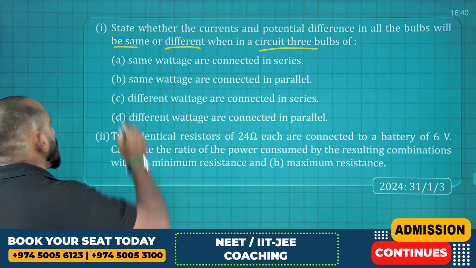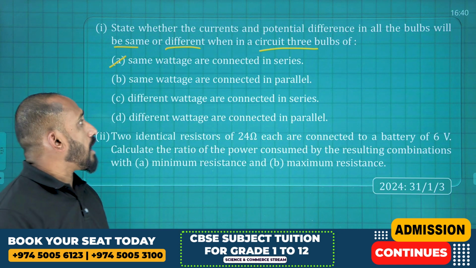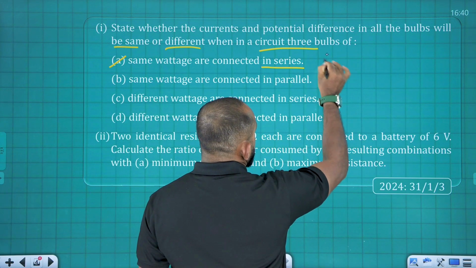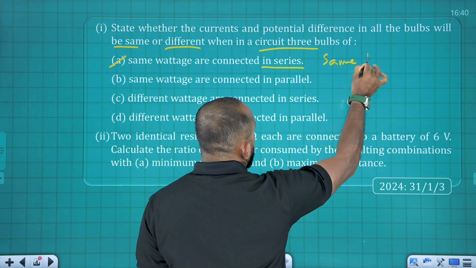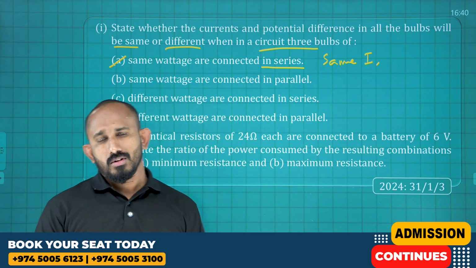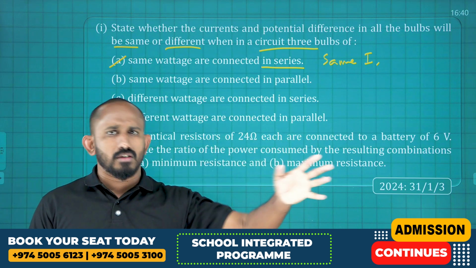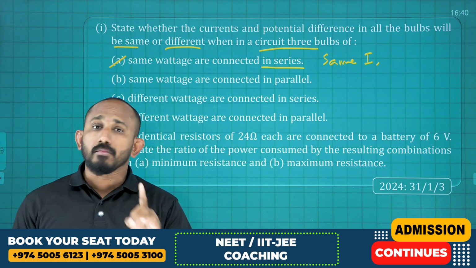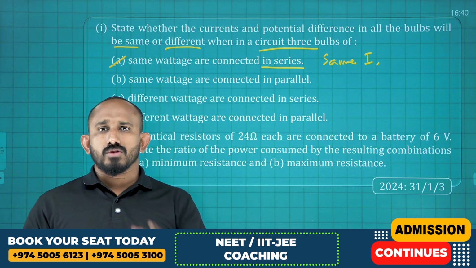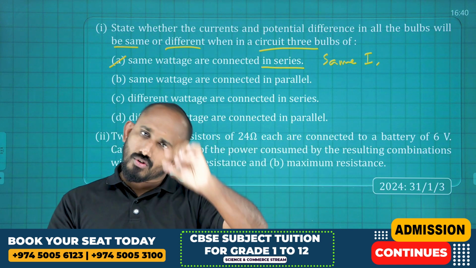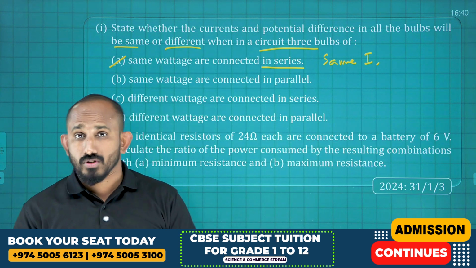First part, bulbs of the same wattage are connected in series. So the same current will be there. Current will be the same, no doubt at all. Whatever the resistance, whatever the power, nothing else matters. If in series, then the same current has to pass through it, because after passing through one device, there is only one way in front of that current. So the current will be the same.